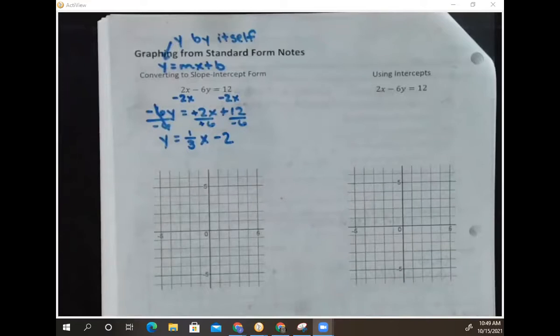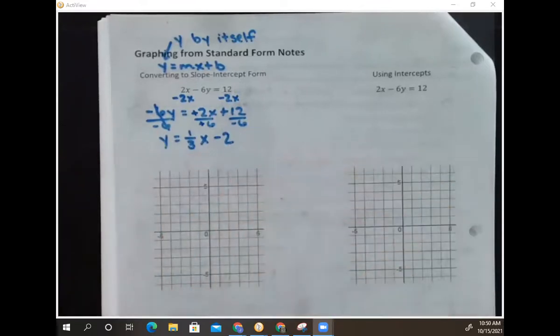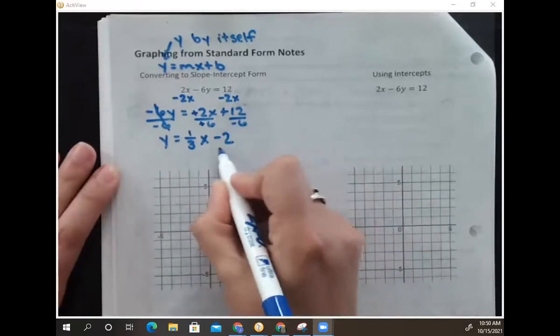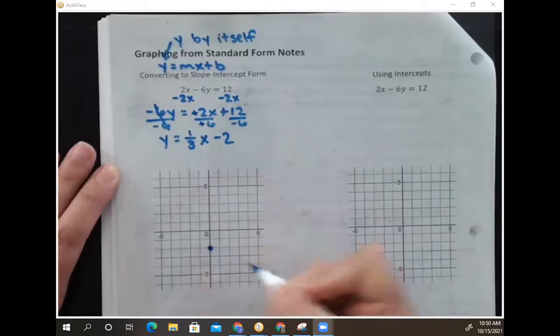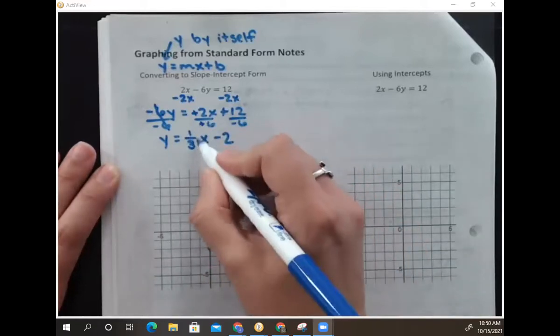Okay? Depending on the function that you have, this may be a little bit of work. It may be kind of a lot of work. Okay? Be very careful with your signs as you're moving things around and dividing. Once we have slope-intercept form, that's something that we know how to graph. Our y-intercept would be negative 2, so I can plot that. Our slope is 1/3. Remember, it's rise over run.